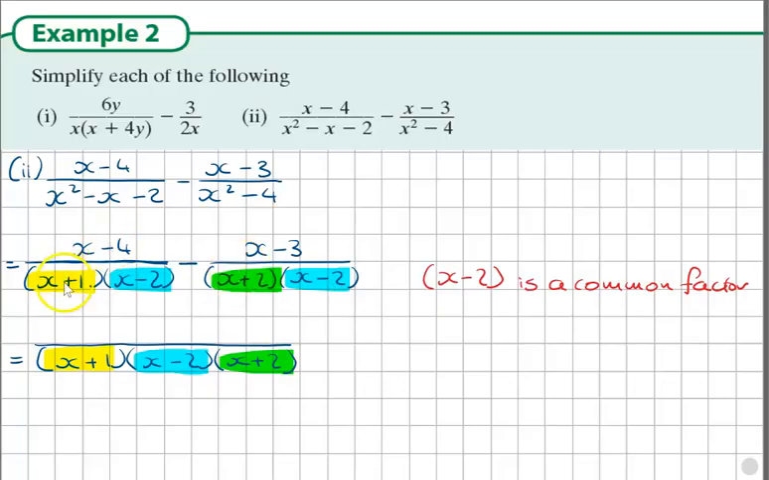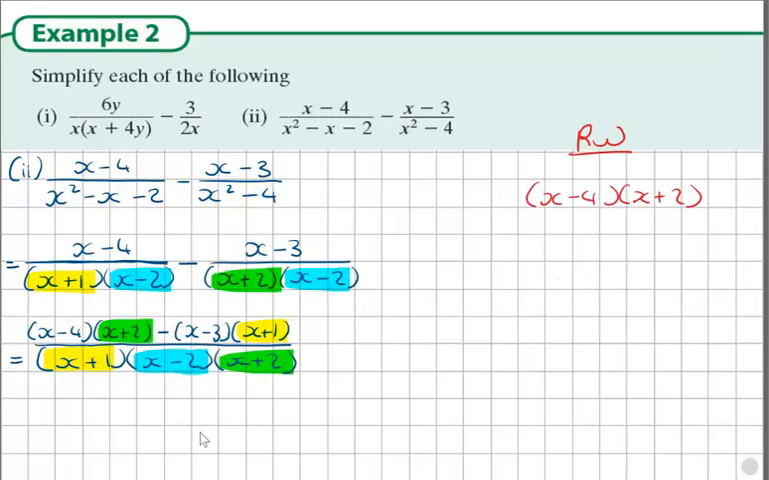So then we say x plus 1 times x minus 2 will divide into our common denominator and leave us with x plus 2. So we're going to do x plus 2 multiplied by x minus 4. Then we have our minus. And then we say x plus 2 times x minus 2 will divide into the common denominator, and the blue and the green parts will cancel, leaving us with the yellow part. So it's going to be x plus 1 multiplied by x minus 3. So then we multiply out the numerators.